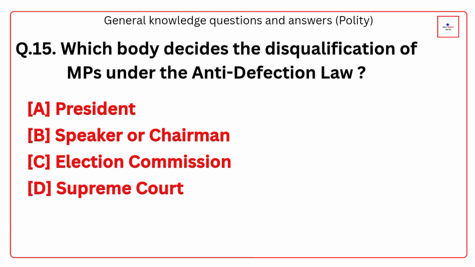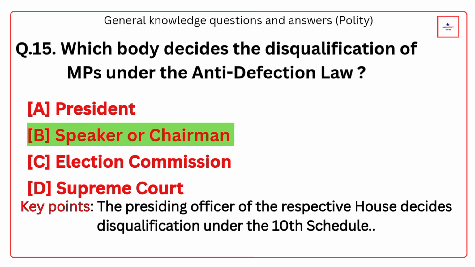Which body decides the disqualification of MPs under the anti-defection law? Correct answer is Speaker or Chairman. The presiding officer of the respective House decides disqualification under the 10th schedule.